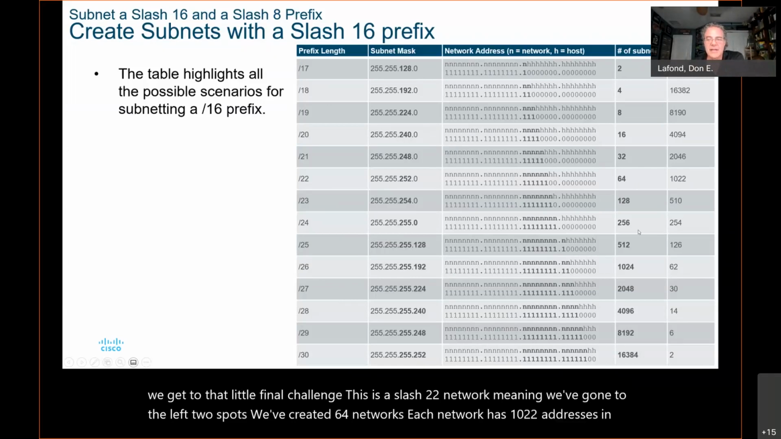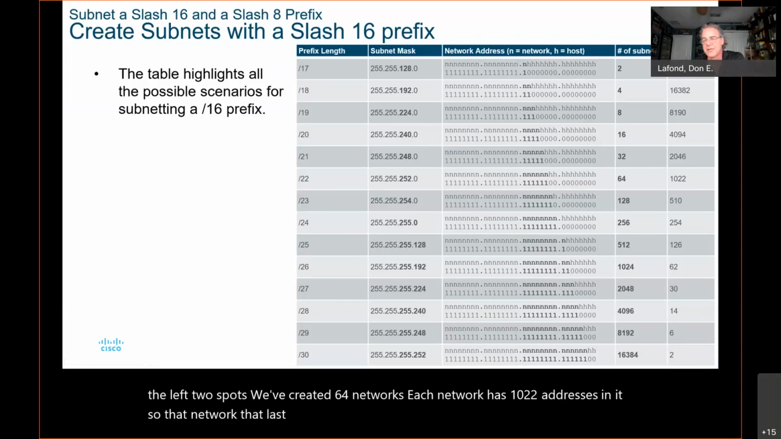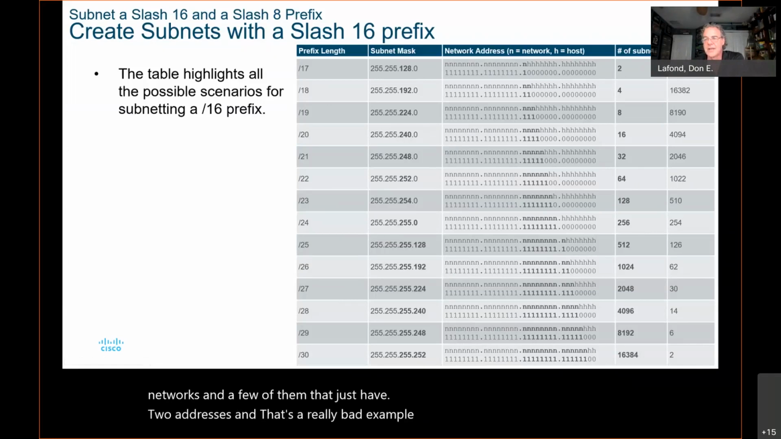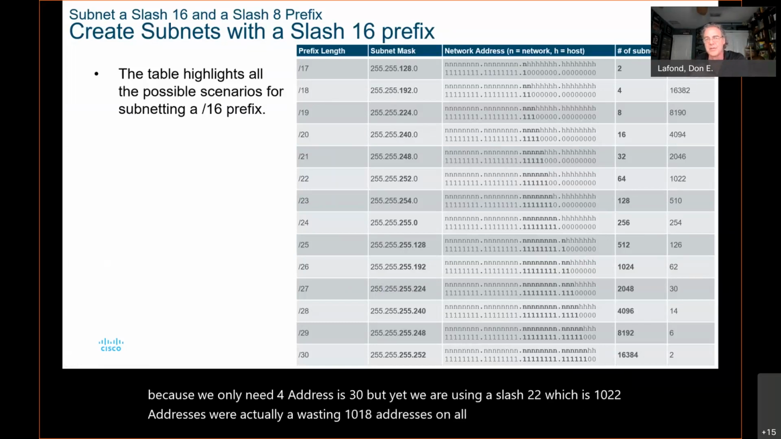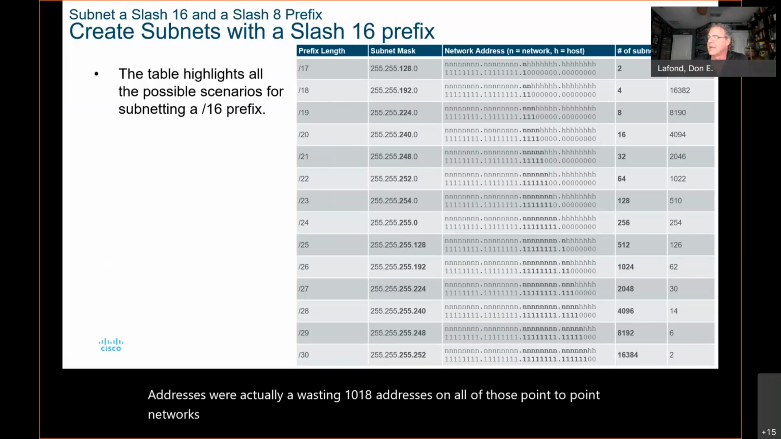So that last network where we need 10 addresses, 10 networks, and a few of them that just have 2 addresses in them. That's a really bad example about how to allocate addresses, because we only need 4 addresses, a /30, but yet we are using a /22, which is 1,022 addresses. We're actually wasting 1,018 addresses on all of those point-to-point networks. I'll bring us back to that when we get to that slide.